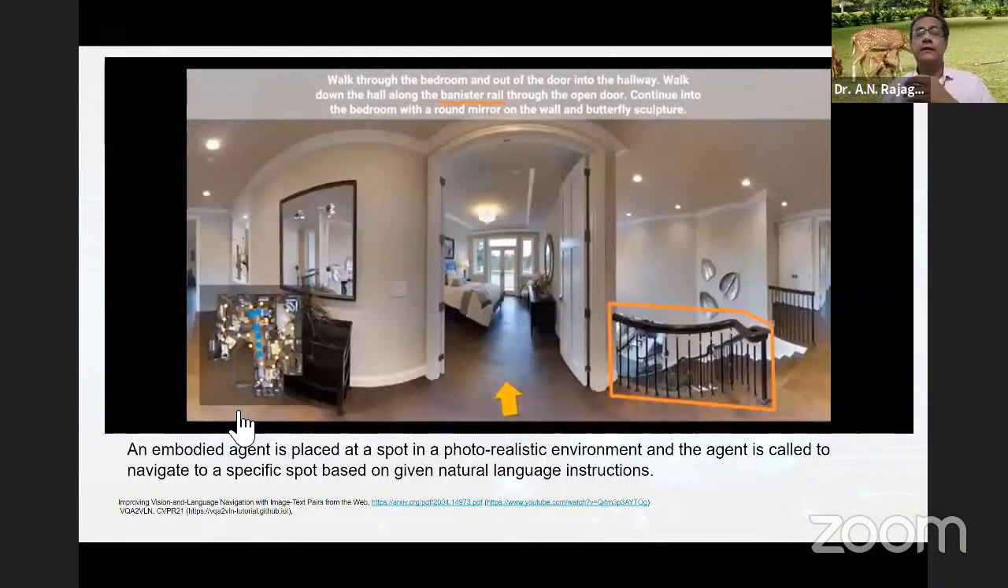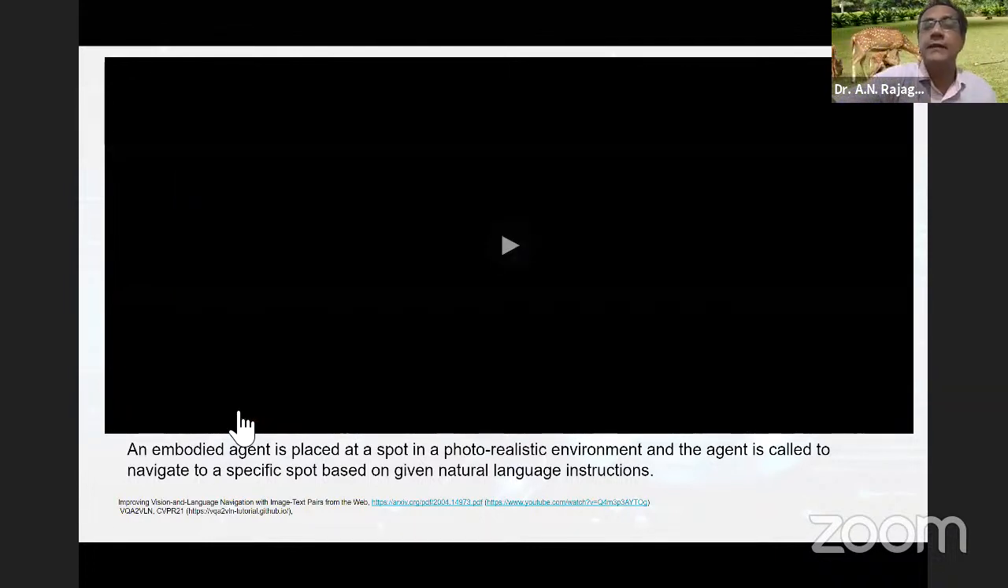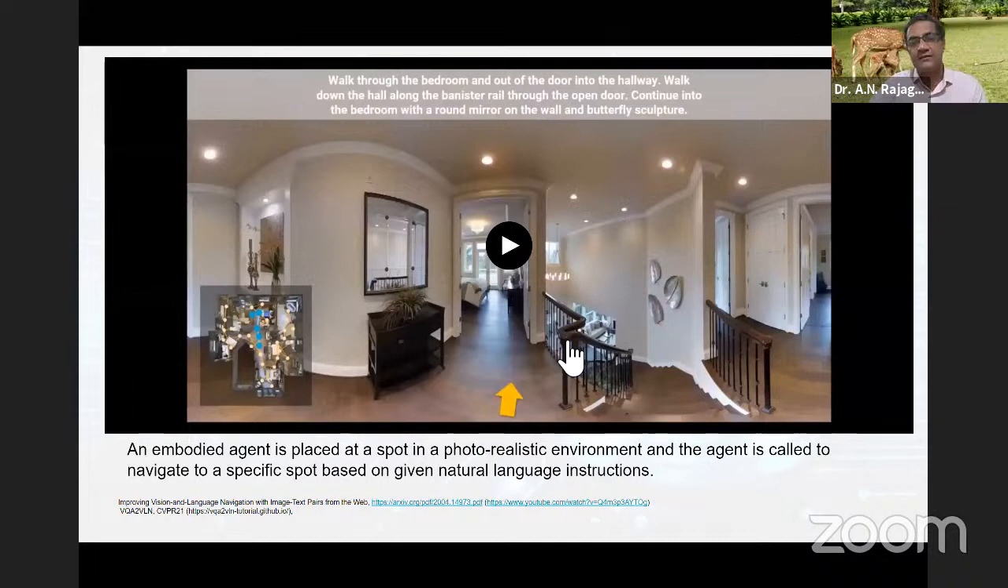So you saw that, right? As it goes through the text, it realizes that there is a banister, which means that it has to visually ground the text. So this is something like an embodied agent, which wants to navigate from, let's say, point A to point B.